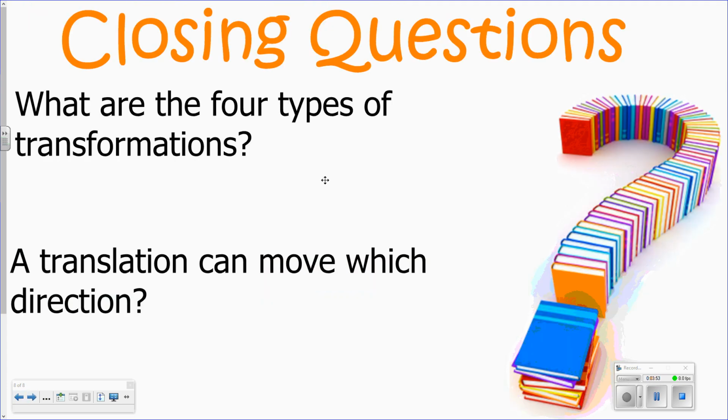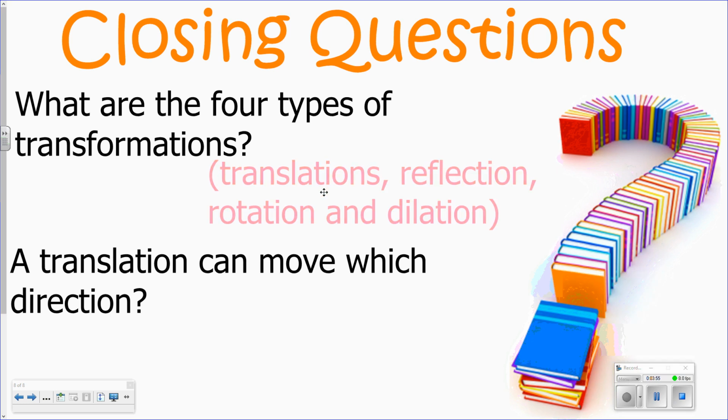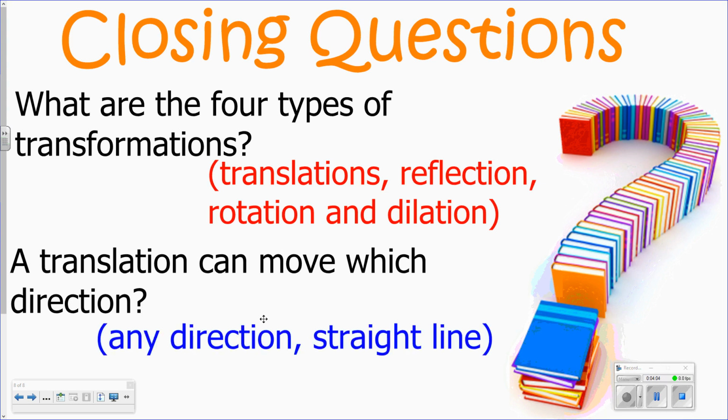So what are the 4 types of transformations? Translations, reflections, dilation, and rotation. The translation can move which direction? Any direction as long as it's a straight line. Up and down, the y-axis, side to side, the x-axis.